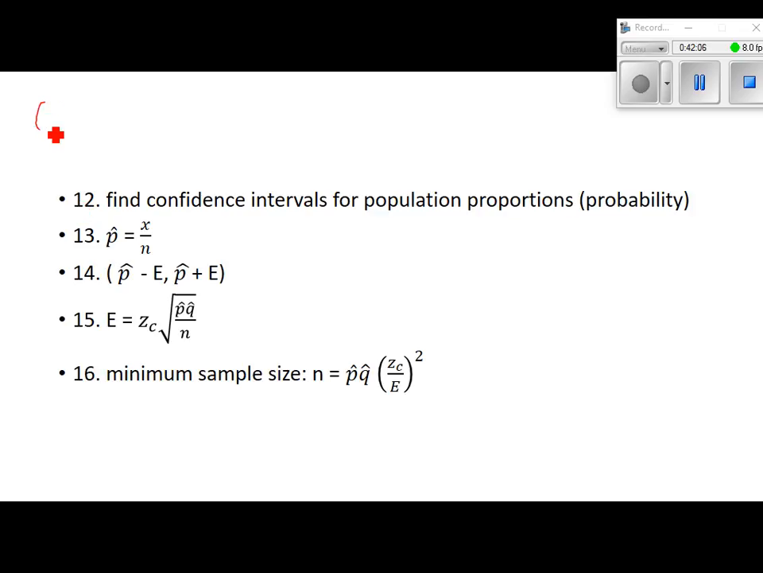Section 6.3 was intervals for the proportions or the probability. These are the percentages. So the P hat and the Q hat and all that stuff.